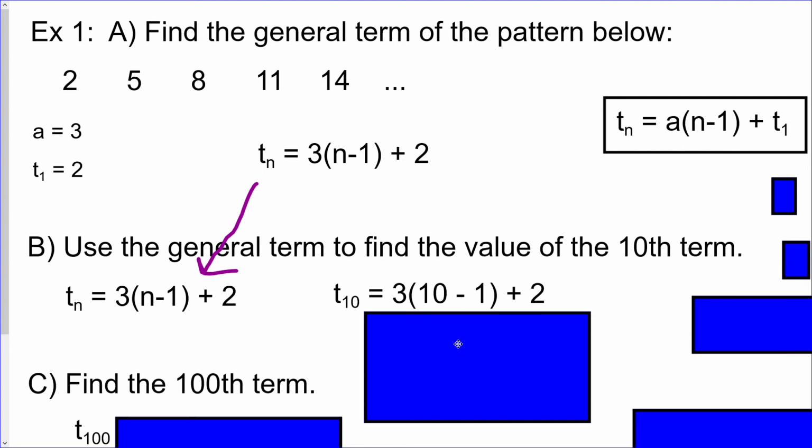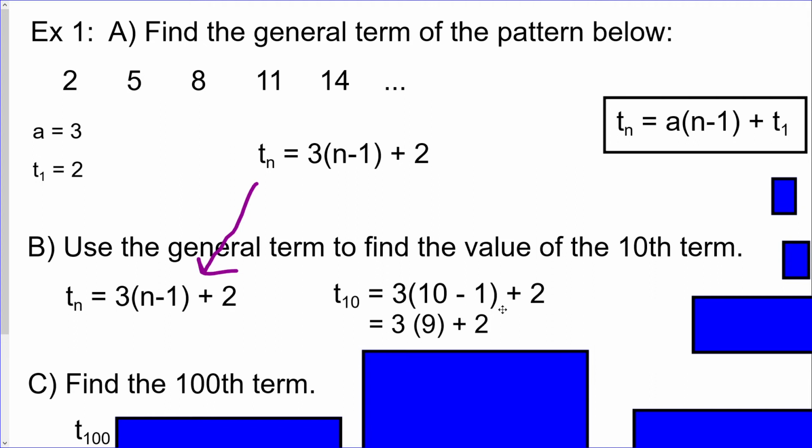Then you just need to do some order of operations with that. So remember, brackets first, then multiplying, then adding. Brackets first, so 10 minus 1 is 9. Shocker.